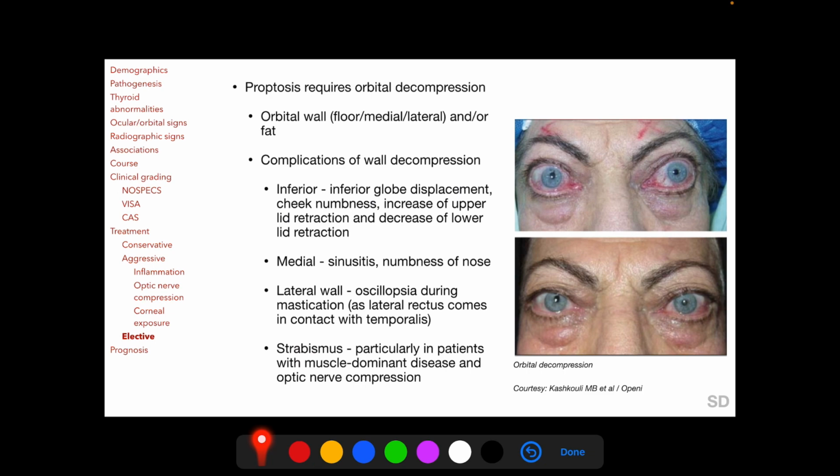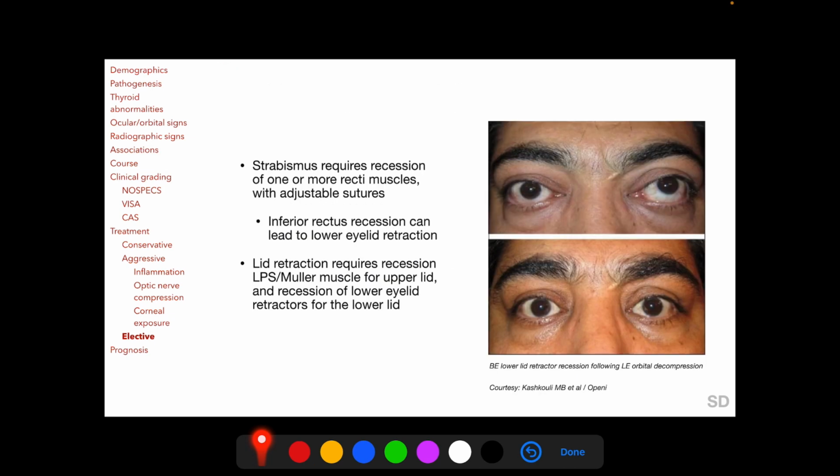As we have mentioned, strabismus can occur following wall decompression, and this occurs particularly in patients with muscle dominant disease who actually need wall decompression. This picture shows the pre-operative and post-operative photographs of a patient who has undergone orbital decompression for thyroid eye disease. Restrictive strabismus requires recession of the involved muscles, which may be one or more recti muscles and usually with adjustable sutures.